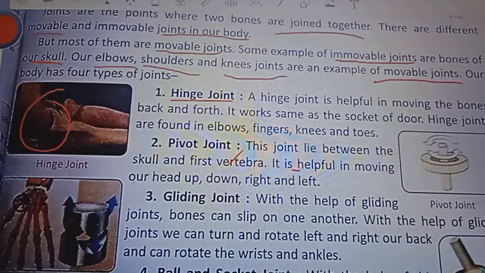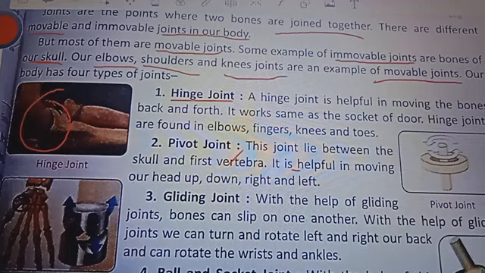So it is helpful in moving our head up and down, right and left. Due to the presence of the pivot joint, we can move our head up, down, left or right. Just try. If you didn't have that pivot joint there, you could not move your head. So the pivot joint helps in the movement of our heads.